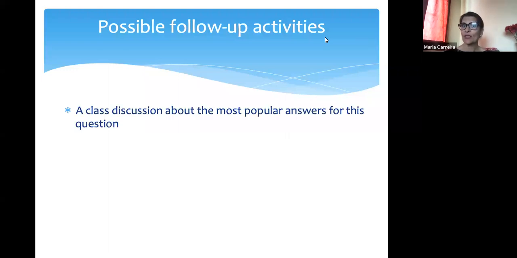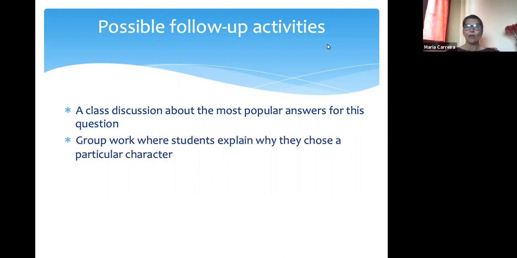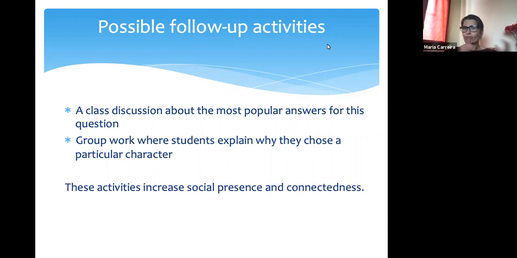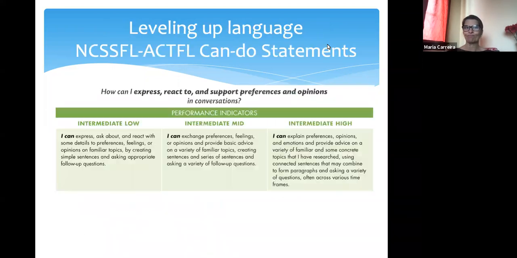Well, a class discussion about the most popular answers for this question. So I could share the results of the poll, and then I could engage students in talking about why some characters were so popular. I could also have group work where students explain why they chose a particular character. Notice that both of these activities increase social presence and connectedness. Students express themselves. We get to know them as individuals. And they can also be used to level up language.